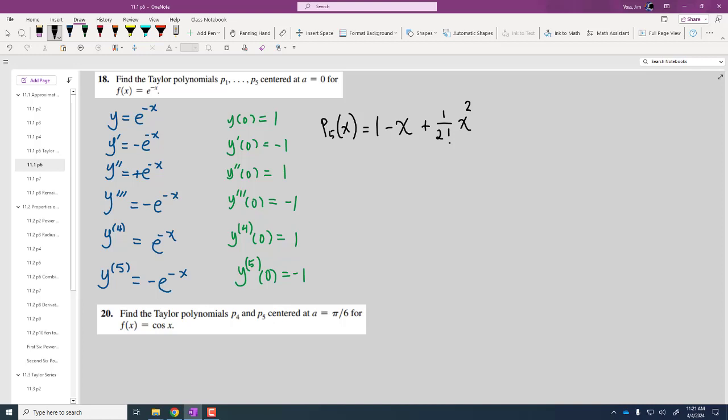Don't have to shift the x. Now we go to cubic. So it's minus 1 divided by 3 factorial. And then it's not a shifted x, it's just an x because our center is 0. It's going to be x cubed.